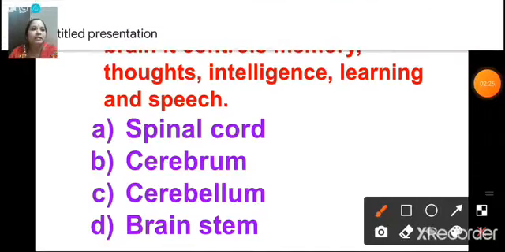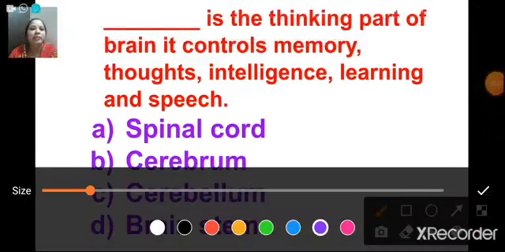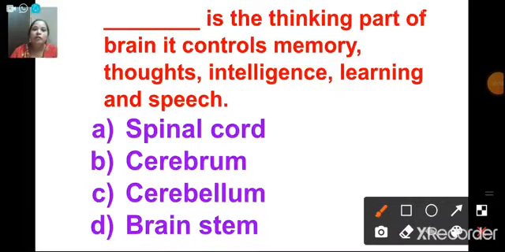What is the correct answer children? Which is the thinking part of the brain which controls memory, thoughts, intelligence, learning and speech? So the options are spinal cord, cerebrum, cerebellum and brainstem. So what is the correct answer children? The correct answer is B, cerebrum.